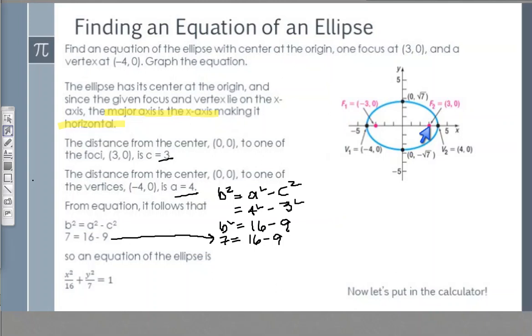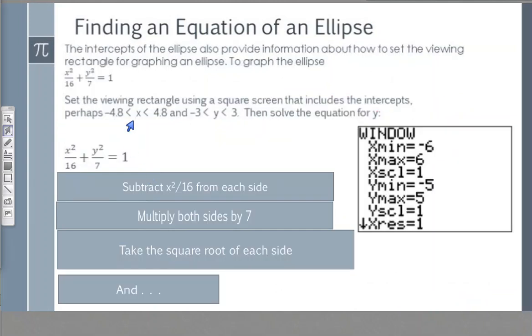Here's my equation from what we just did. Now I want to see what it looks like in the calculator. You're going to have to set your viewing window so you'll be able to see the whole ellipse. It says here to set the viewing rectangle using a square screen that includes the intercepts, and perhaps you could use these. I always set my viewing window just a little bigger than what it needs to be. So for my x's, I said it went from negative 6 to 6, and for my y's, from negative 5 to 5.